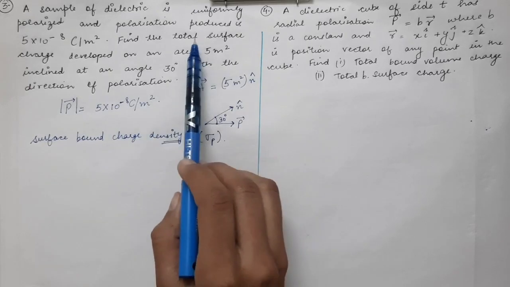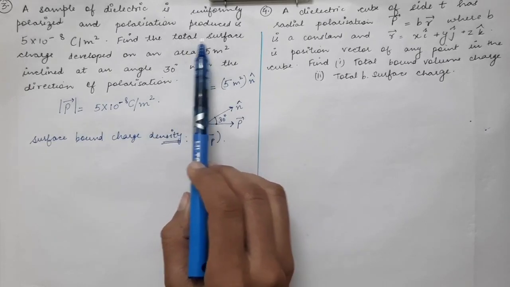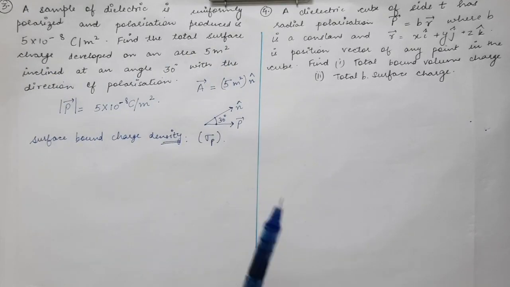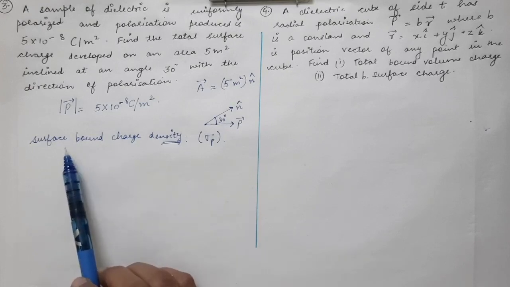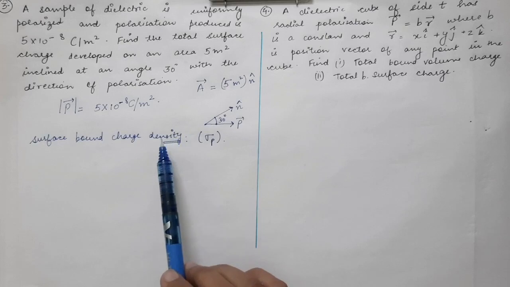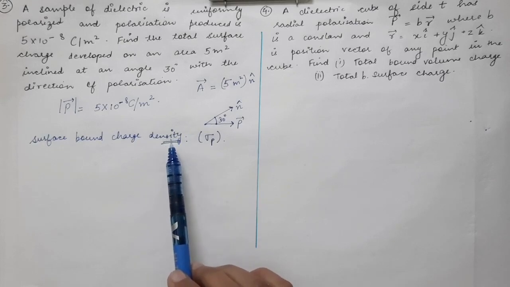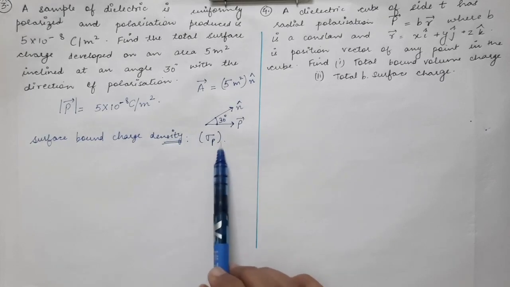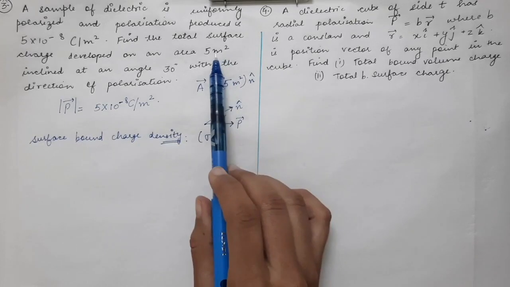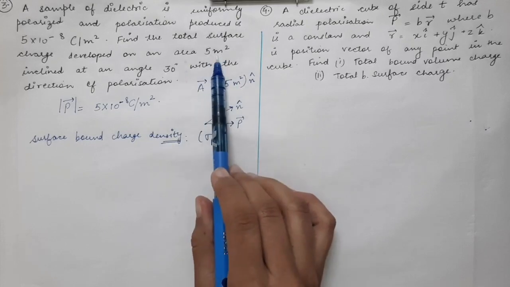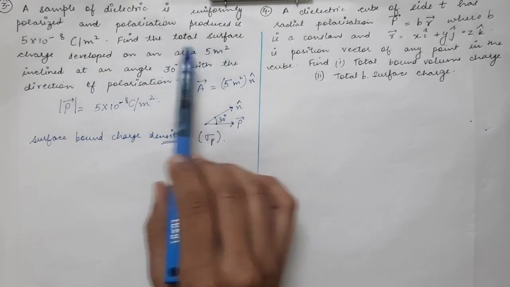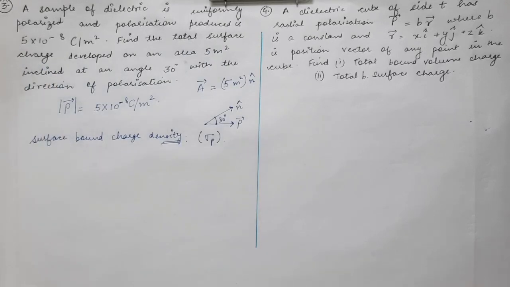And if we want to find the total surface charge, then we have to multiply by the total area which we are talking about. So firstly we will find the surface bound charge density, which gives the amount of charge present in unit area. Then we will multiply this sigma p with the total area we are given. That will give us the total charge present on the whole surface.